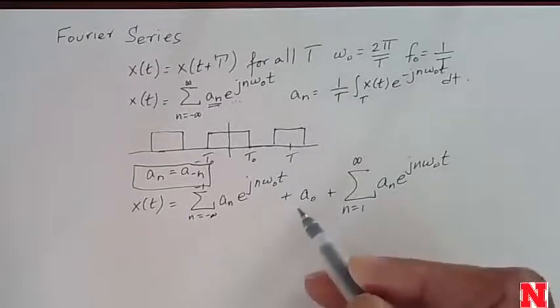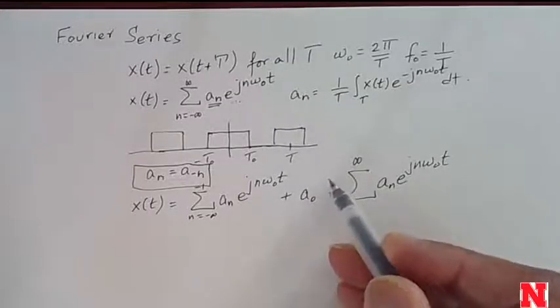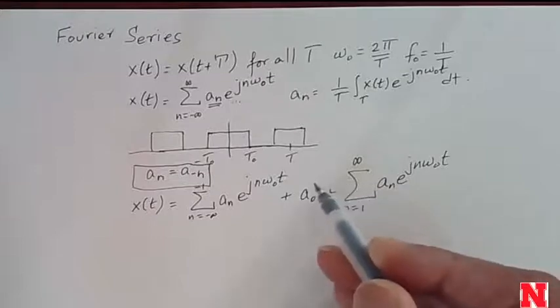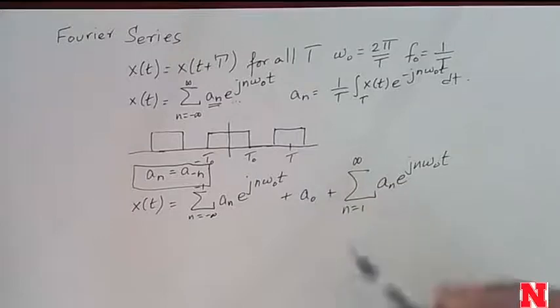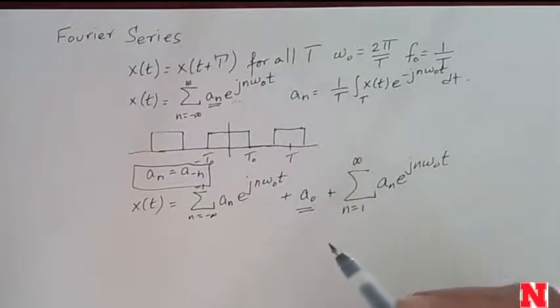So I just wrote a0. I didn't write a0 e to the power j 0 omega naught t, because anything to the power 0 is 1, so that's why I'm only left with a0 here. And the last time we saw that this was actually the DC value of the signal.